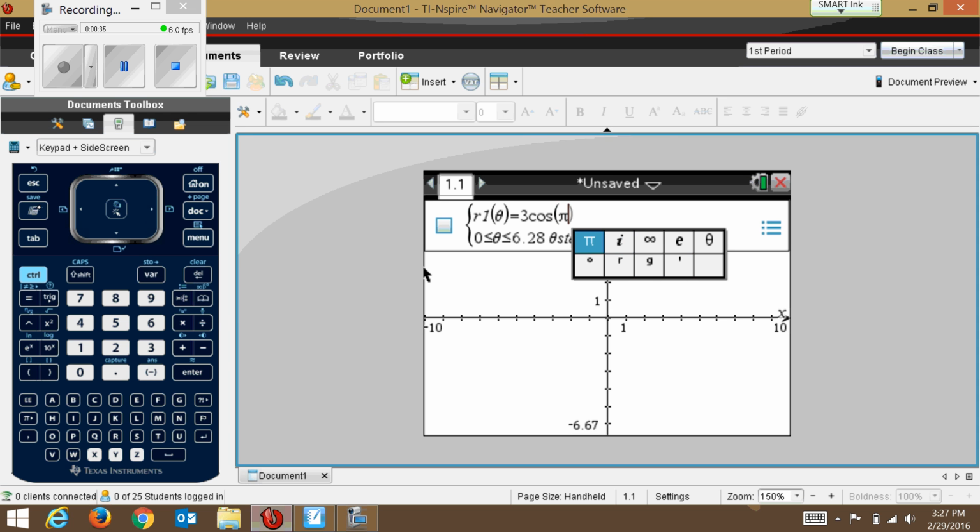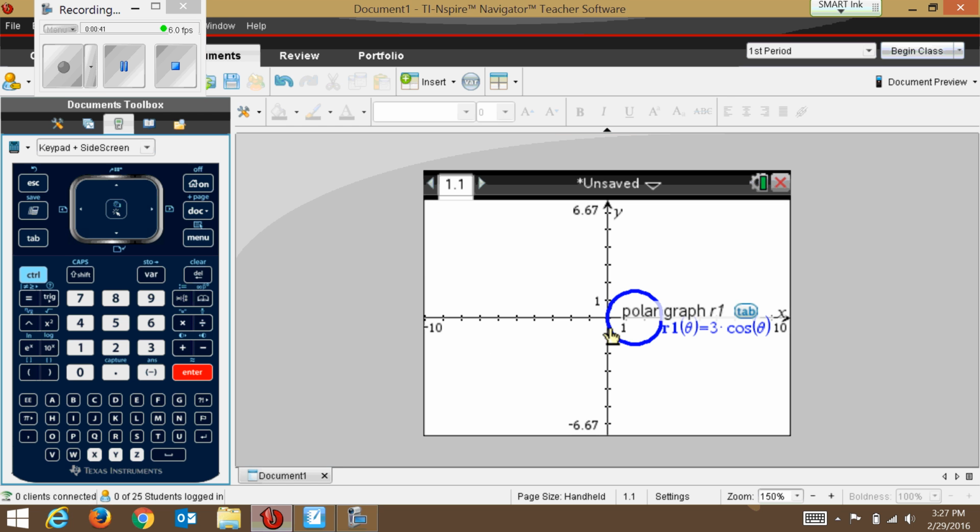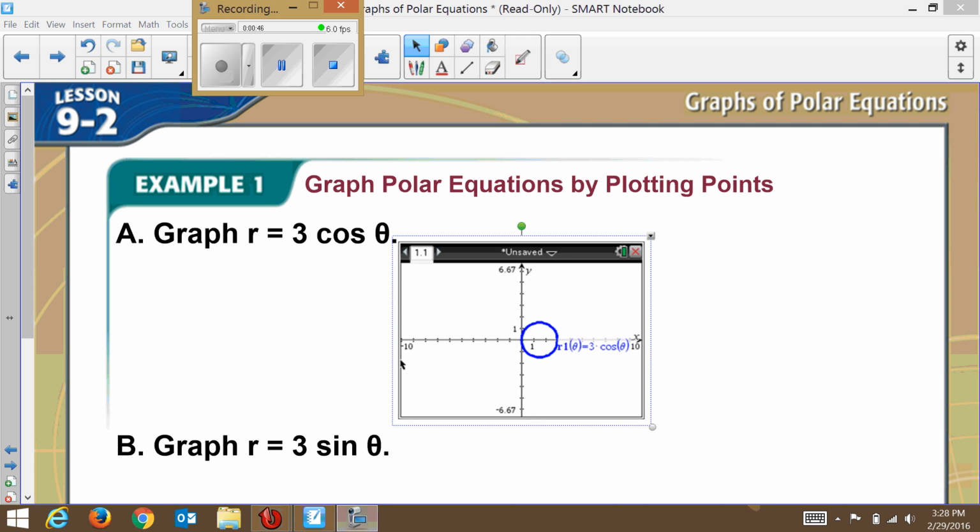Oh, I'm sorry. So now I fix that. It would be 3 cosine theta. When you hit enter, this should give me my graph. That would be the picture. So my first picture would look like this.